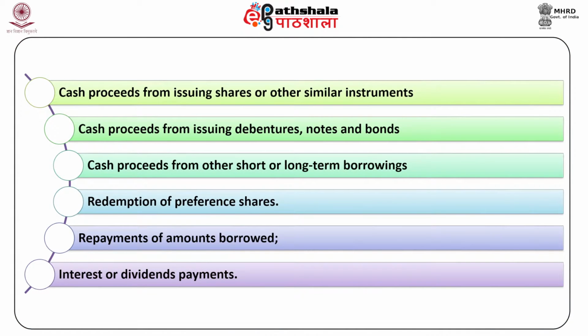The examples are: A. Cash proceeds from issuing shares or other similar instruments. B. Cash proceeds from issuing debentures, notes and bonds. C. Cash proceeds from other short or long-term borrowings. D. Redemption of preference shares. E. Repayments of amounts borrowed. F. Interest or dividend payments.